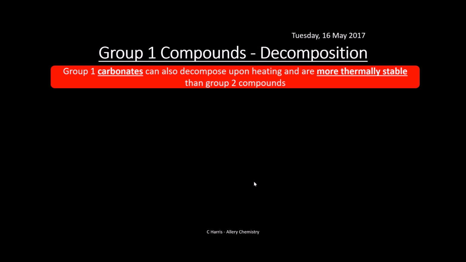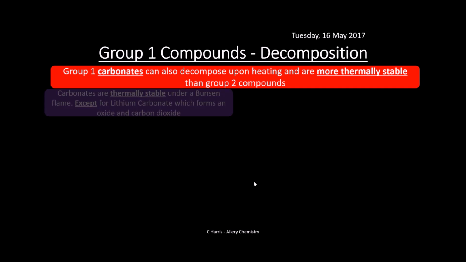Okay, right. So group 1 carbonates. Okay, so we looked at group 2. We're looking at group 1 now. These can also decompose upon heating and are more thermally stable than group 2 compounds. Okay, so we're now making this comparison between group 1 and group 2. So make sure you're aware of that.